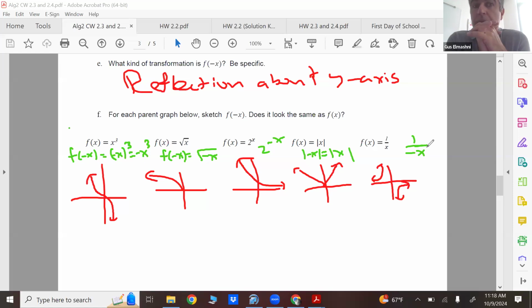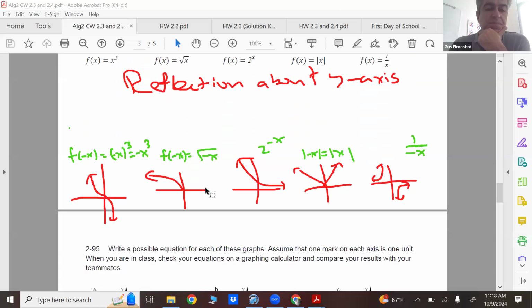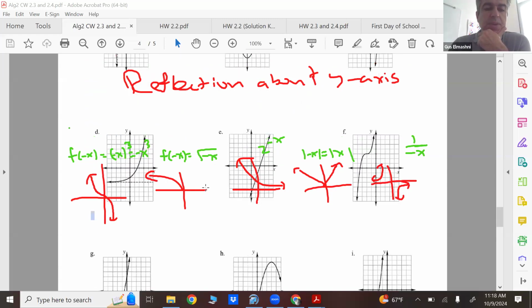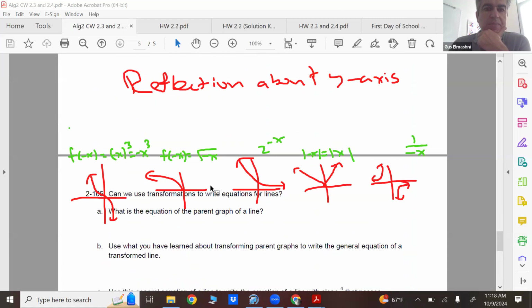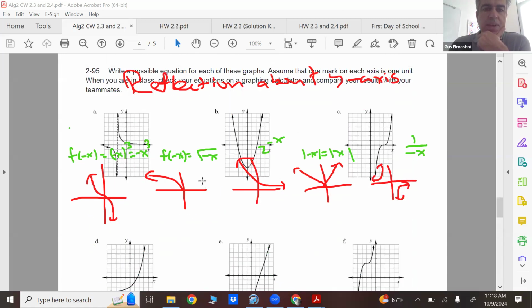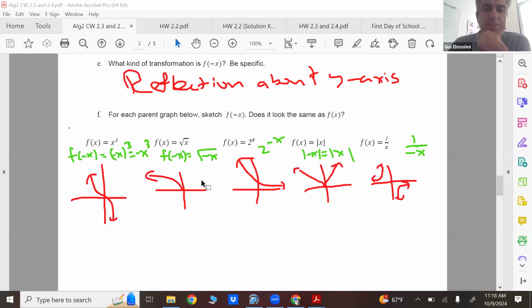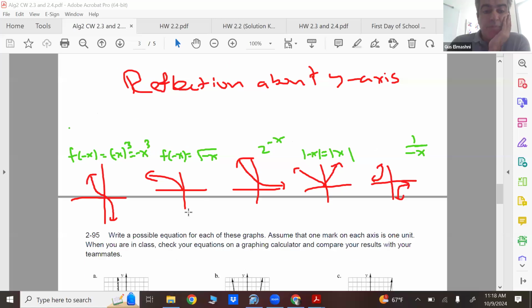So we're going to explore this in more detail tomorrow for sure. Questions? Okay, this is going to be a good one because we're now going to write the equations on the next page. So we're going to get good at predicting the equation from the graph.